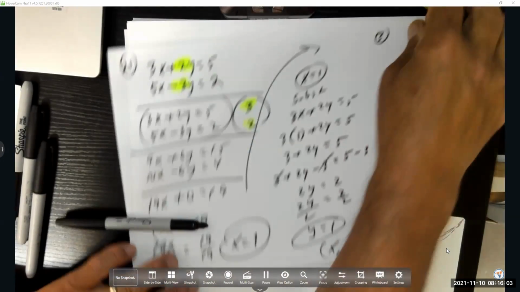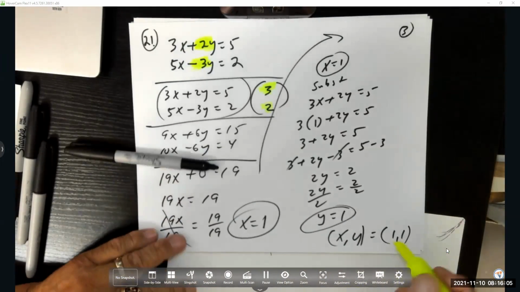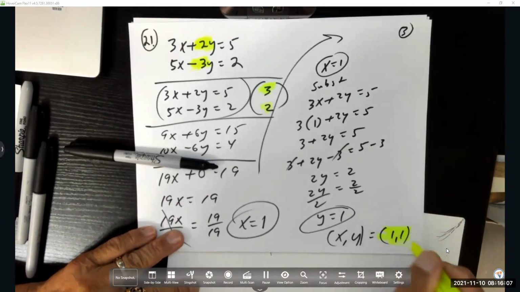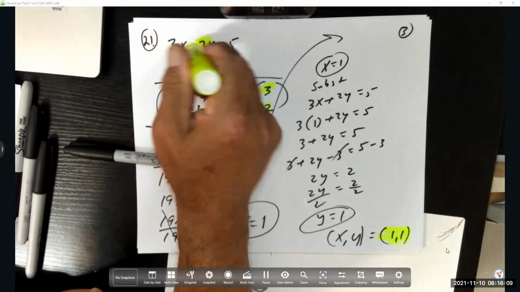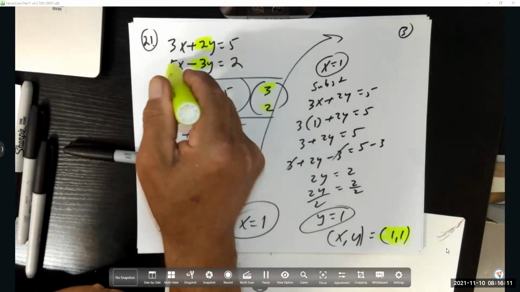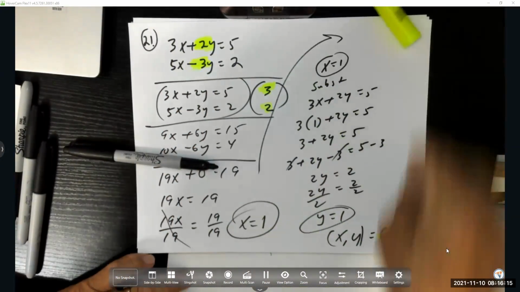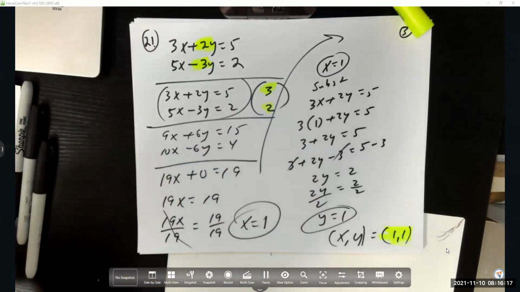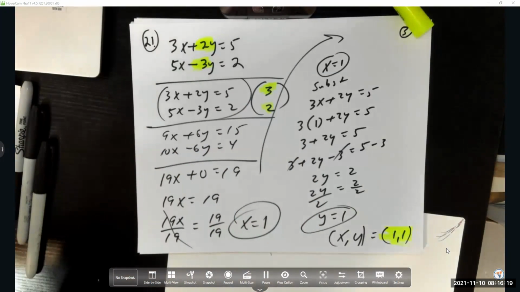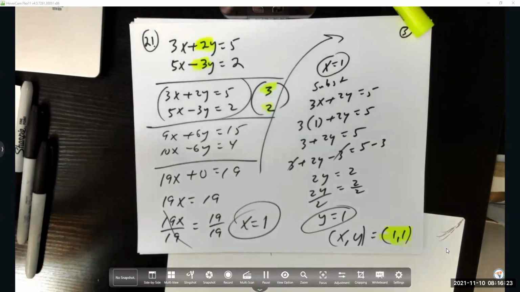Does that work? Let's see. If I put 1 back in the beginning, does it work? 3 times 1 is 3, 2 times 1 is 2, 3 and 2 is 5. Yes. And put it in there. 5 times 1 is 5, minus 3 is 2. Yes, okay, Joe. That works. Does that make sense? Yes. Let me do a couple more of these.